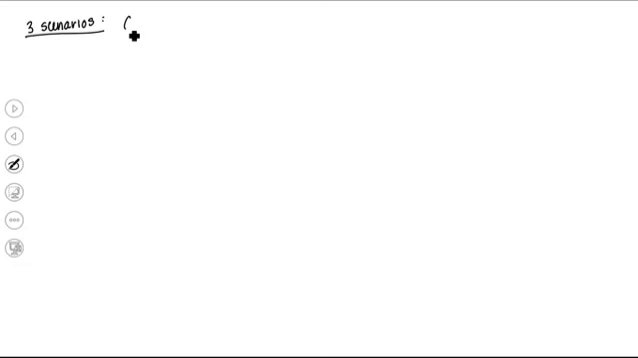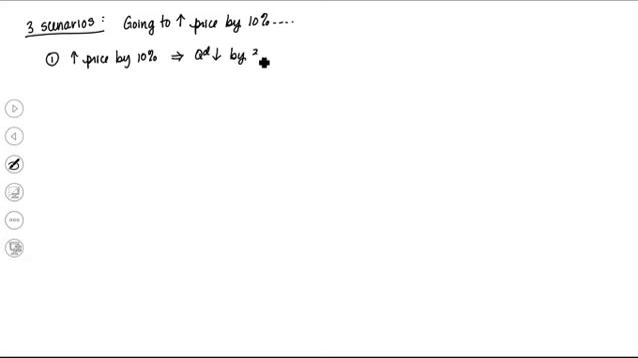We're going to increase price by 10%. Scenario 1, let's say we increase price by 10%, and as a result, quantity demanded falls by 3%. So that's scenario 1. Increase price by 10%, quantity demanded falls by 3%.